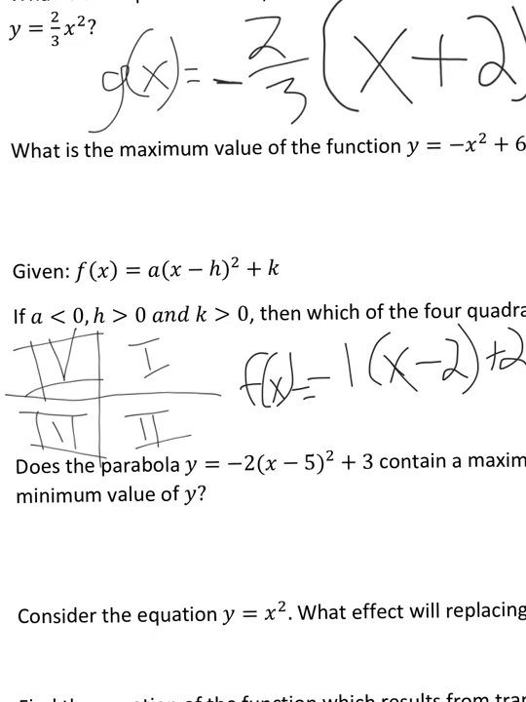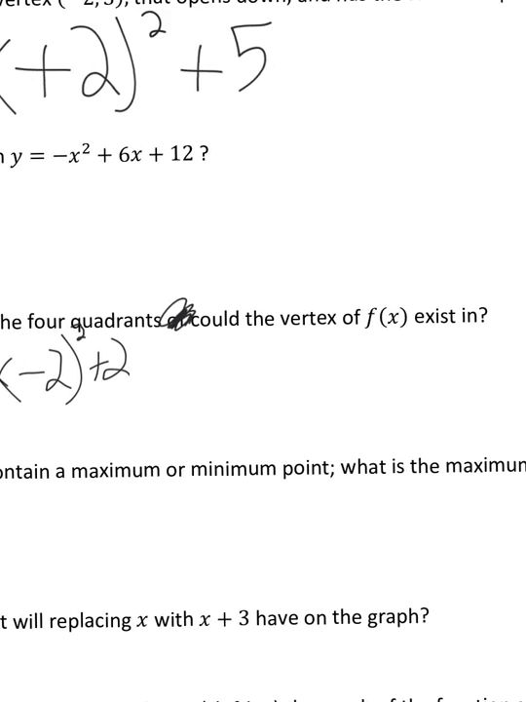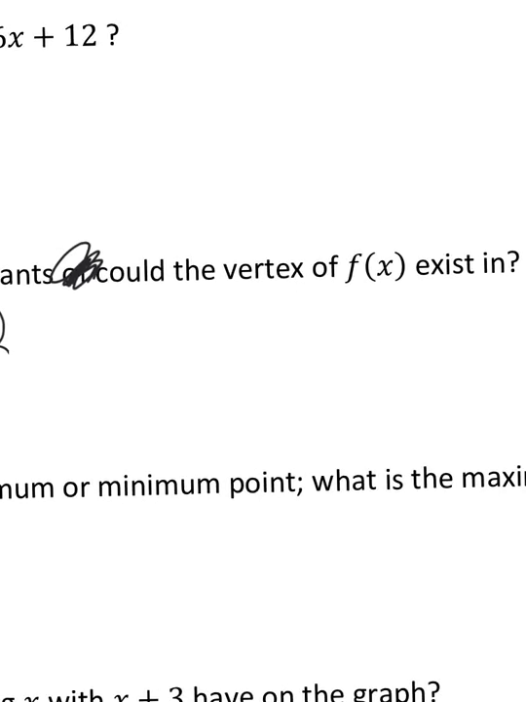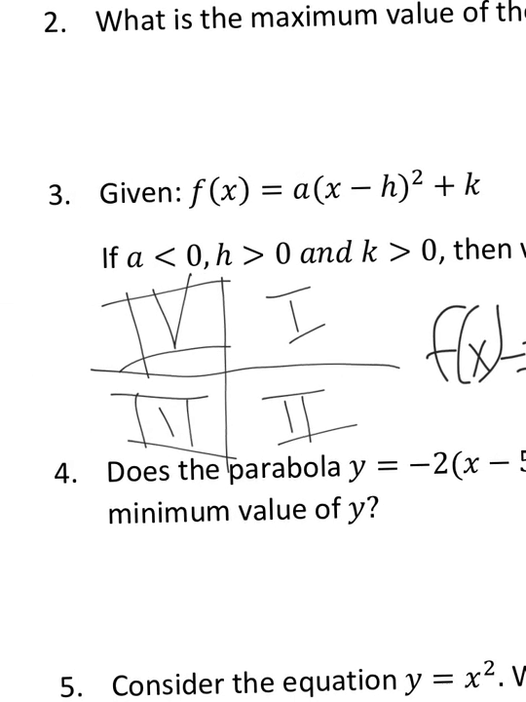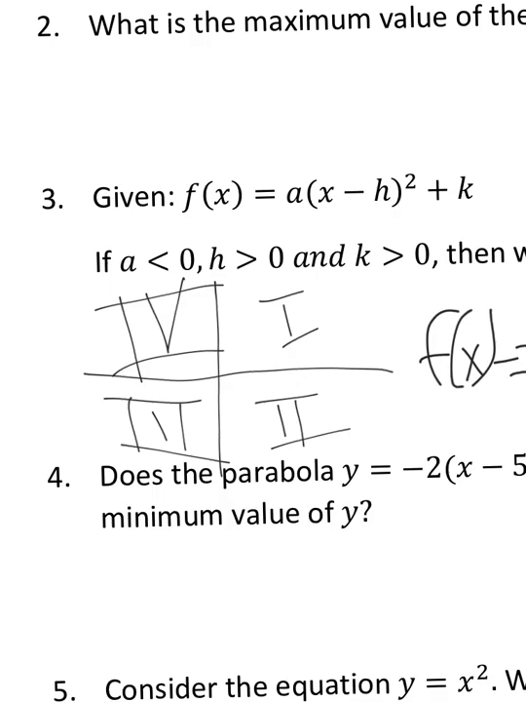Don't forget your power of 2. So then type this into your graphing calculator and see what quadrant the vertex exists in. So let's look at the graph. Here I have a screenshot of my random function that I created, and you see the vertex at 2, 2, that is in quadrant 1. So that's the answer, quadrant 1.